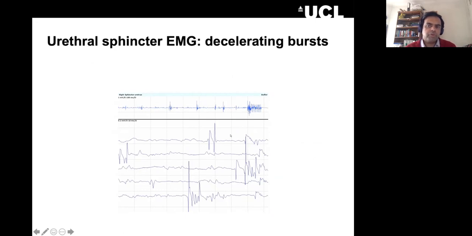So those of you who do EMGs will recognize this complex repetitive discharges, which is not necessarily abnormal for the urethral sphincter, but this is something else.